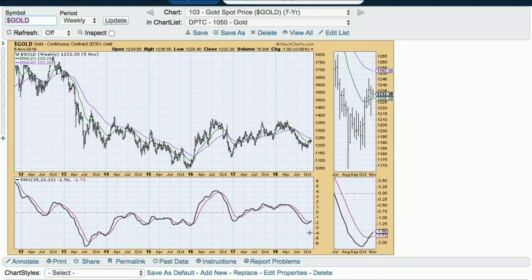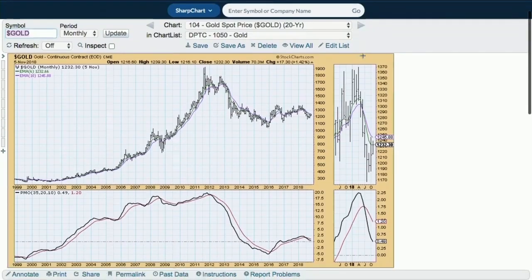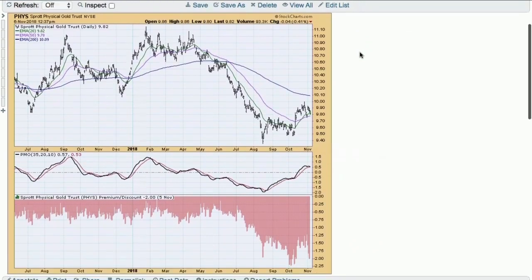You can see right now, when you look at, again, this is in our trend and condition chart pack, you can see the PMO is on a buy signal on the weekly chart. So that gives us an intermediate term trend model buy signal. And we can still click on through. Now we're looking at a monthly 20-year for gold. Click on through, and here's that Sprott Physical Gold Trust.